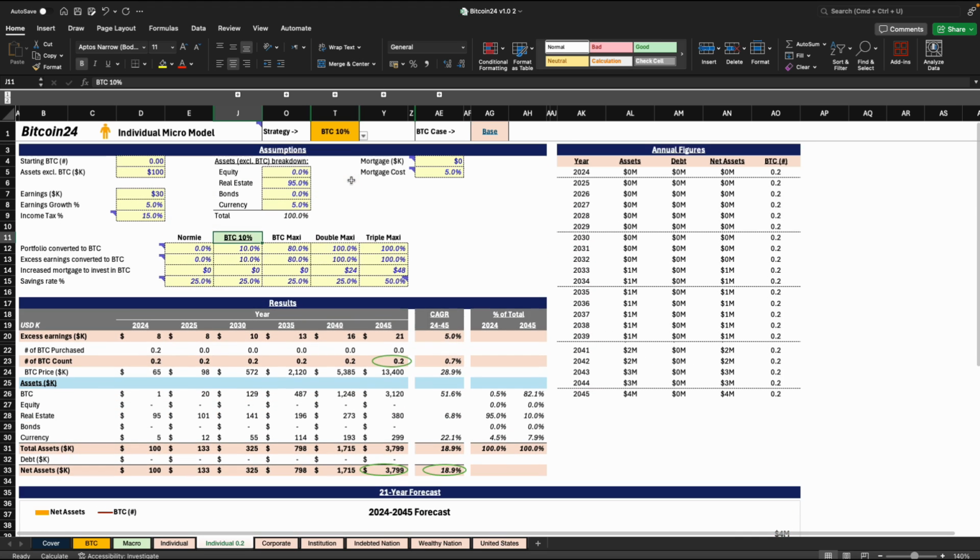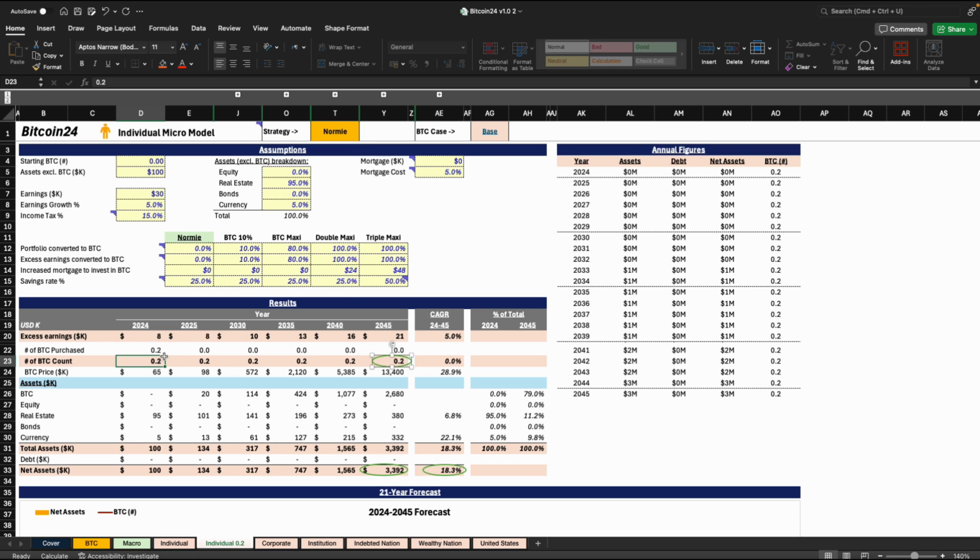Now let's say this person doesn't want to play this game, he doesn't like Bitcoin, and we just say this person is a normie. So a normie in this case will have 0 coins. He will only have $700,000 in net assets by 2045. So he's instead investing most of his money in currency or in real estate, and that's what he has, not more than that. So that's the situation for an individual with 0.2 Bitcoin.